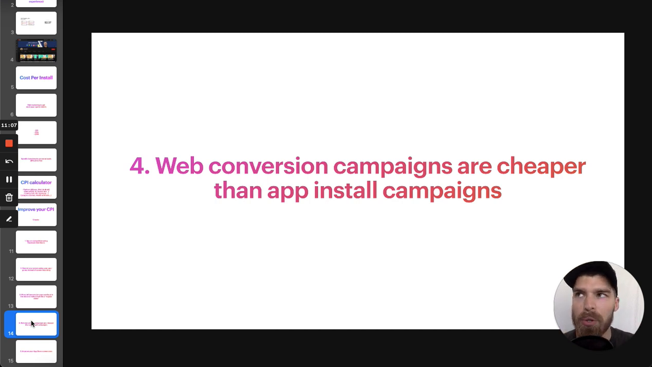Now it's counterintuitive because we're adding an extra step, right? You're adding friction, and normally you're told remove friction. But because web conversion campaigns are cheaper than app install campaigns, even though there's going to be drop off, net, sometimes this actually becomes cheaper than just app install campaigns. So that's something for you to consider.